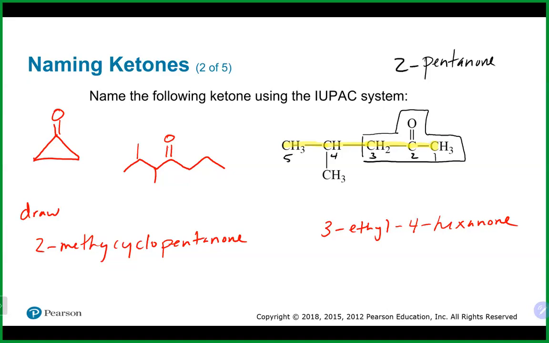And because we have to lock the numbering in based off of the functional group, that means our one group that's hanging out there is going to be at carbon number 4. And that would give us 4-methyl-2-pentanone. Any questions on that one there?